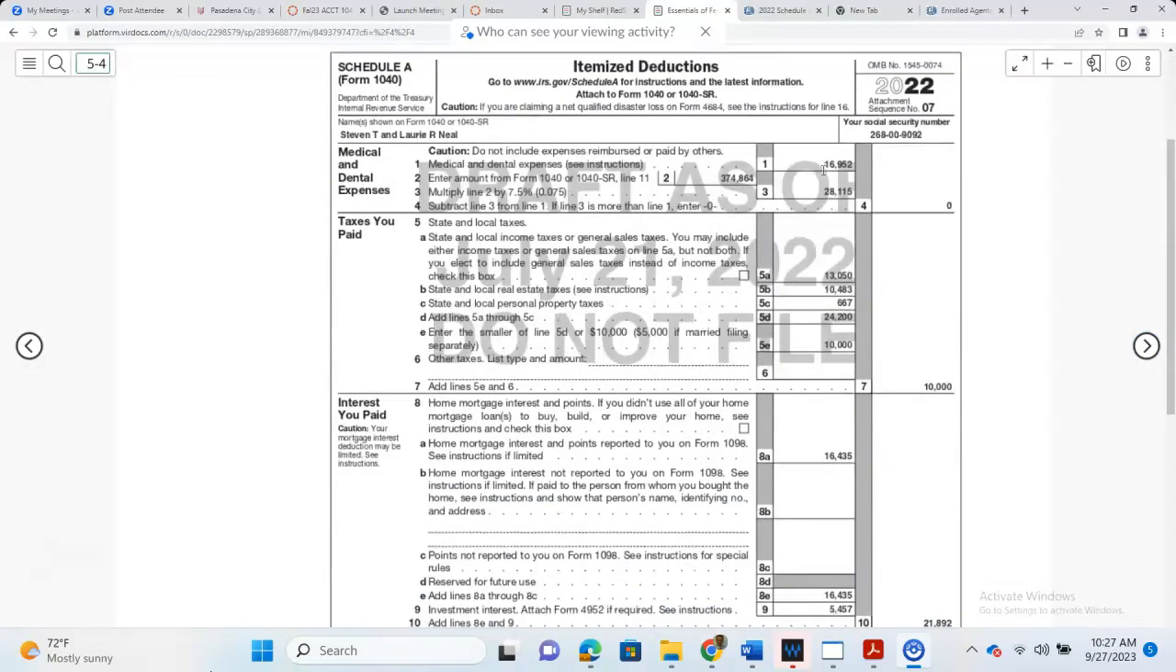Yeah, so it looks like here we have medical and dental expenses of $16,952. But the AGI looks like $374,000. So that's a lot of AGI. 7.5% of AGI is $28,000. So even with $16,000 of medical expenses, nothing goes on line 4, because it's less than 7.5% of AGI.